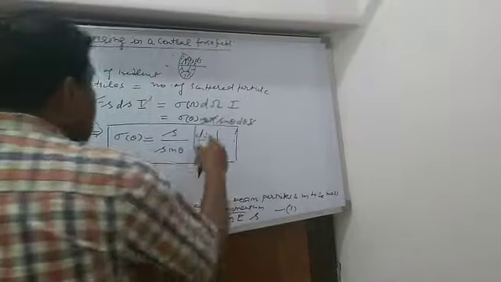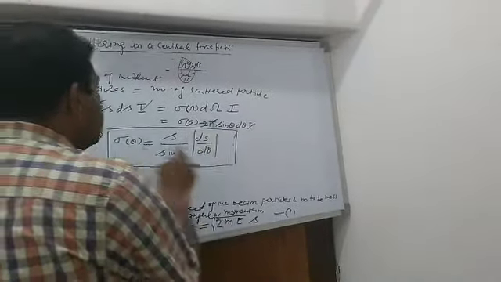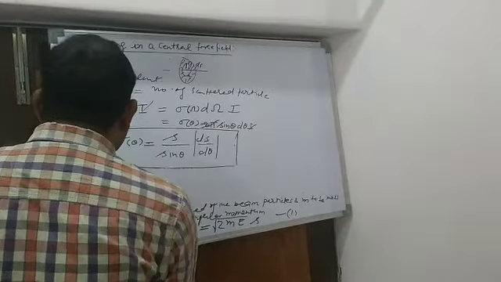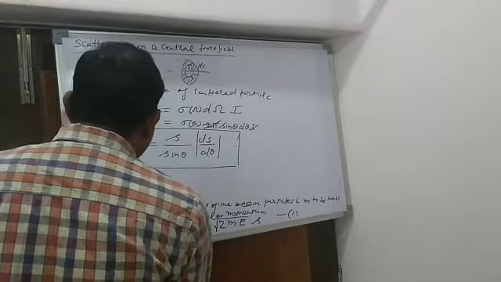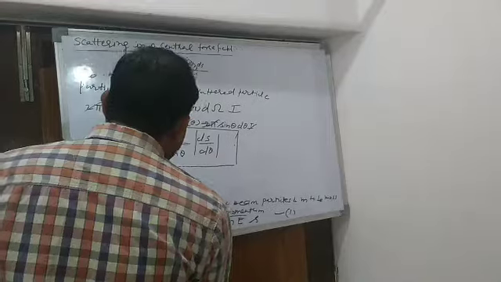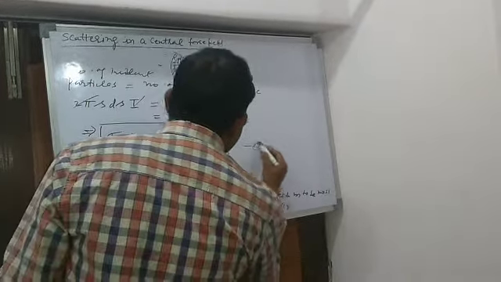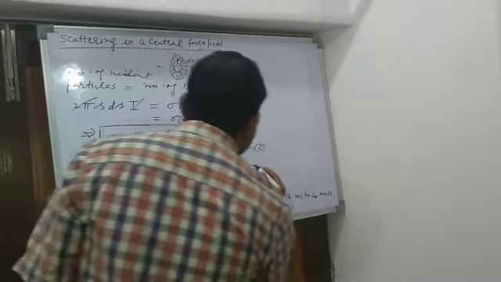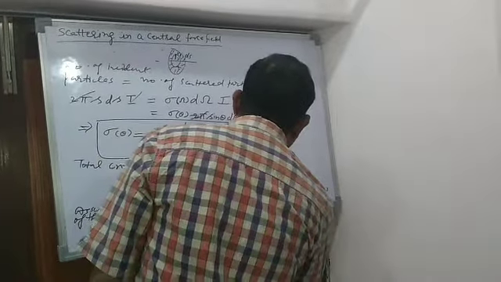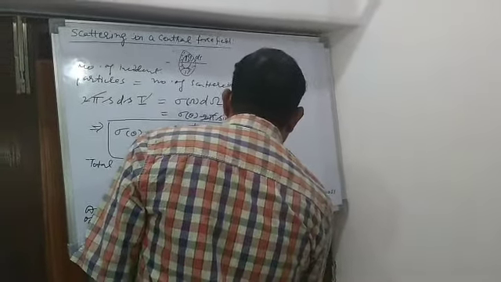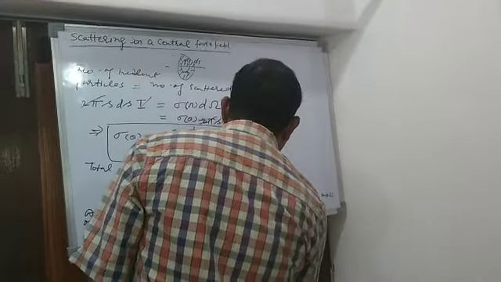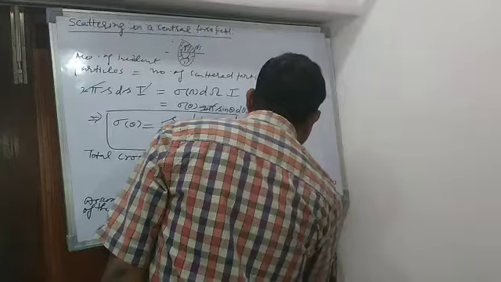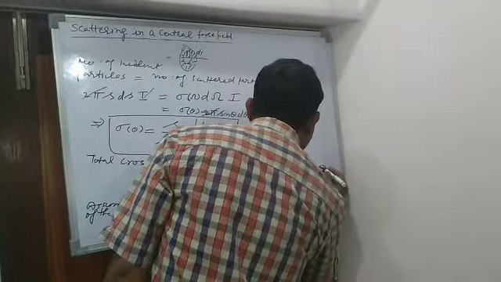Now this is the formula for the scattering cross section, and the total cross section could then be written using this formula as follows. So sigma total should be the integral of sigma theta d omega, which is just 2 pi times the integral of sigma theta sine theta d theta. So this is going to be formula number 3.